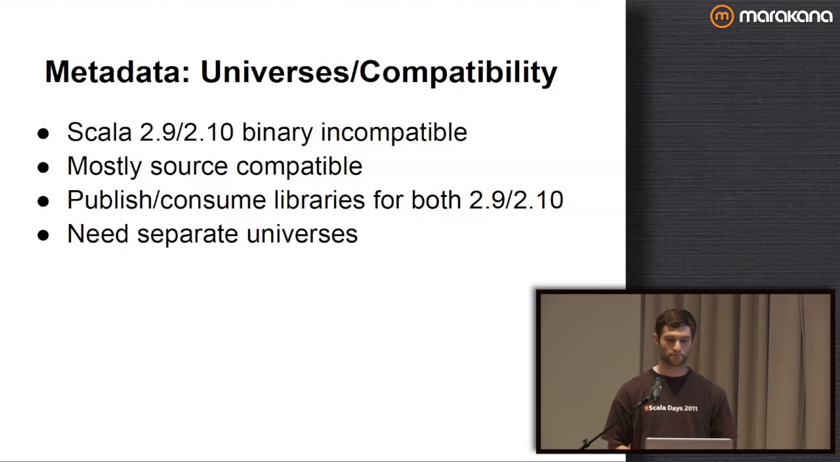So in order to do that though, when you publish for 2.9, you need your dependencies available for 2.9. And same thing when you publish for 2.10. In order to compile, you need your dependencies for 2.10. So what that really is, is separate universes. Here's the dependencies for Scala 2.9, here's the dependencies for Scala 2.10.